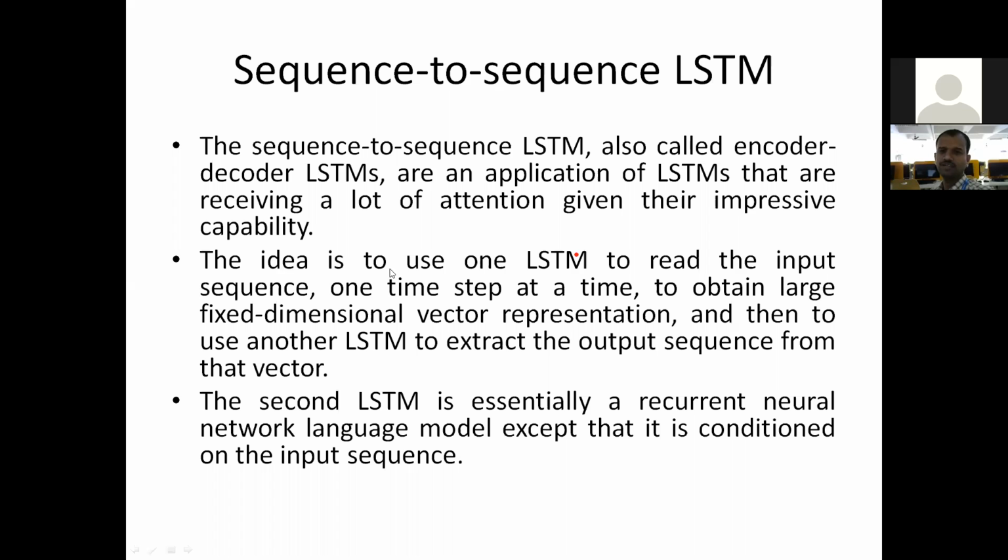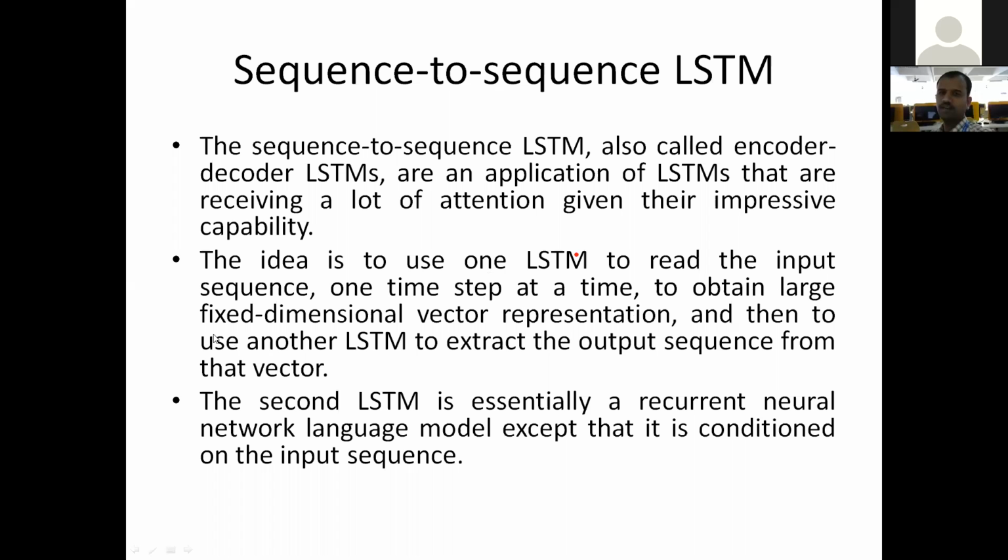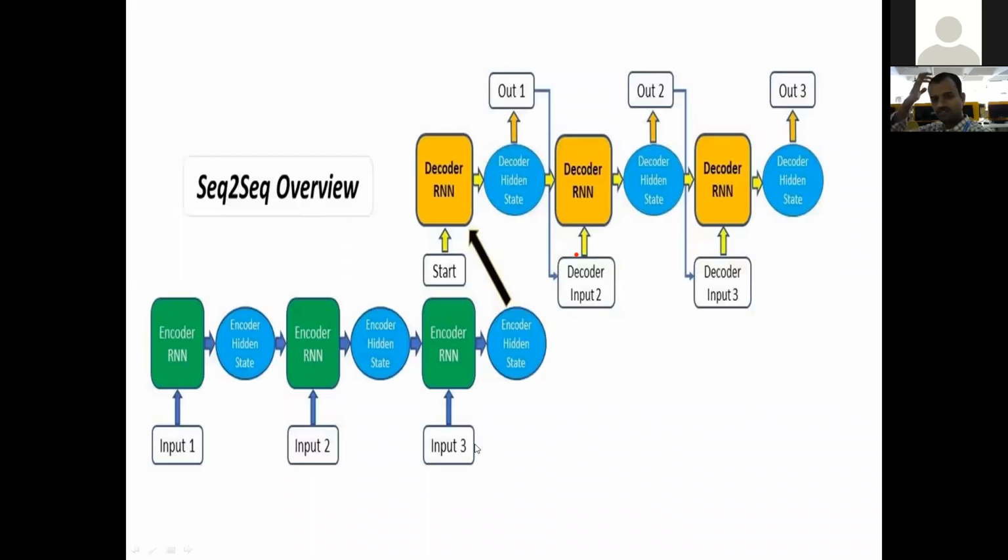The idea is to use one LSTM to read the input sequence one time step at a time, to obtain a large fixed dimensional vector representation, and then to use another LSTM to extract the output sequence from that vector. This is the encoder concept, and this is the decoder concept. The second LSTM is nothing but a recurrent neural network language model. This is just an example of a sequence to sequence overview.